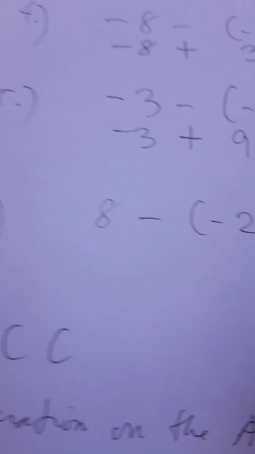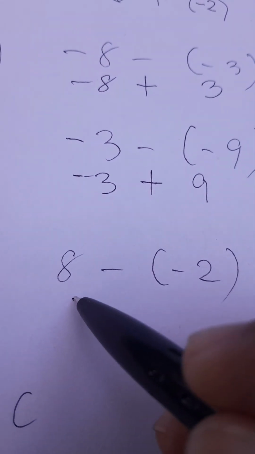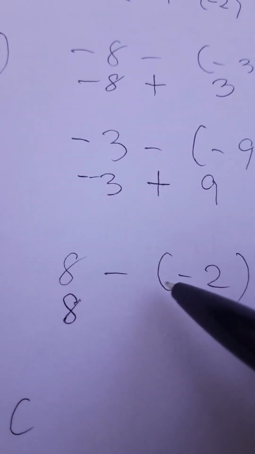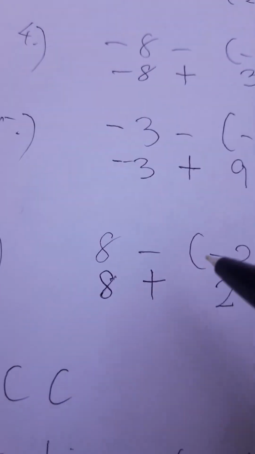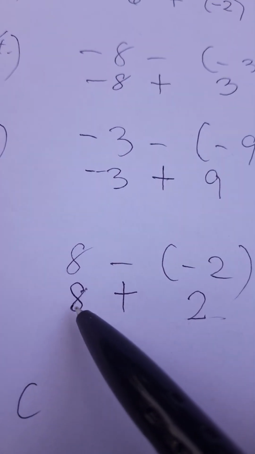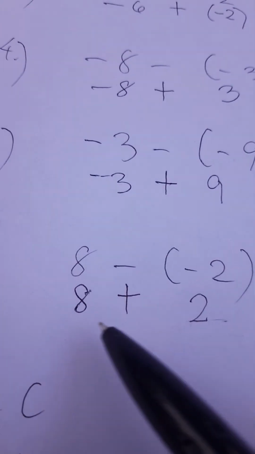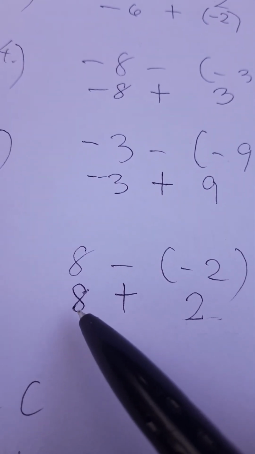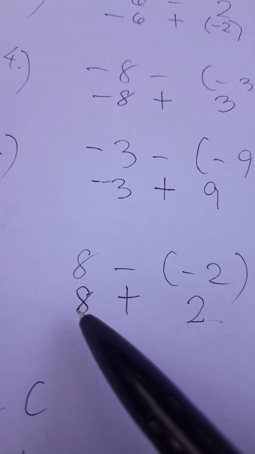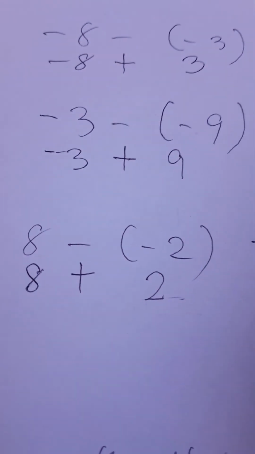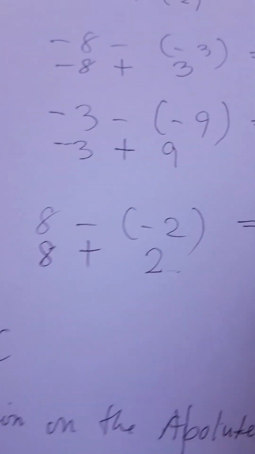Next, number 6, we have 8 minus negative 2. Step 1, keep 8, then change minus to plus, change the negative 2 into positive 2, and then follow the addition rule. Now the two integers 8 and 2 are both positive, so they have the same sign. So therefore step 2, the operation on the absolute value, simply add the absolute values, the numbers 8 and 2. 8 plus 2 is equal to 10, and then we attach the common sign, both are positive, so the result is positive.